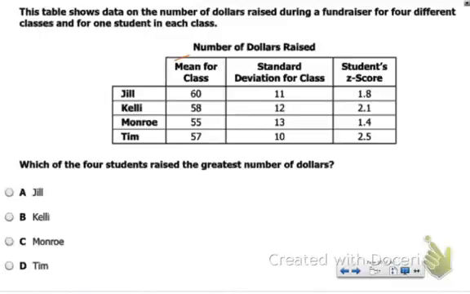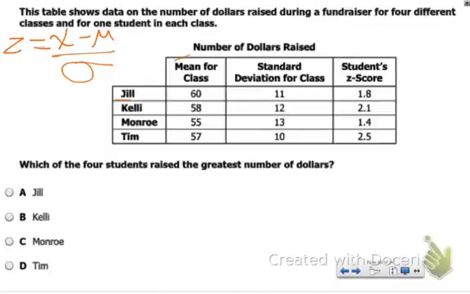Okay, so when you see z-score and you're dealing with this question, remember you do have the formula given to you. Z equals x minus mu over sigma, where x is the individual element in the data set. So in other words, these students' individual amount that they raised, mu being the mean for their class, sigma being the standard deviation for their class, and z being their z-score.